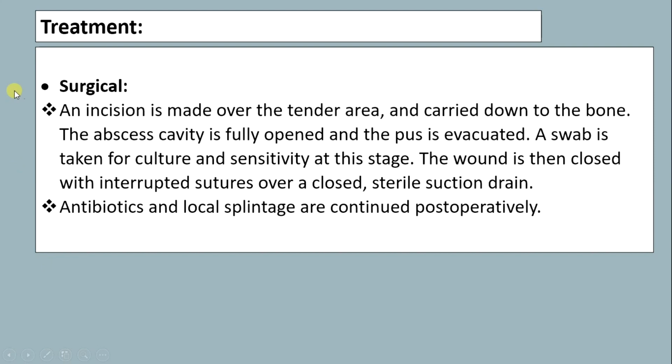Now, surgical treatment includes an incision made over the tender area and carried down to the bone. The abscess cavity is fully opened and the pus is evacuated. A swab is taken for culture and sensitivity at this stage, and the wound is then closed with interrupted sutures over a closed sterile suction drain. Antibiotics and local splintage are continued postoperatively.